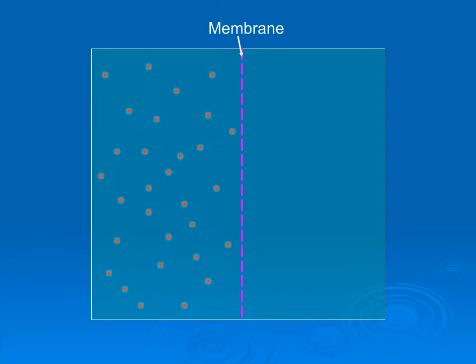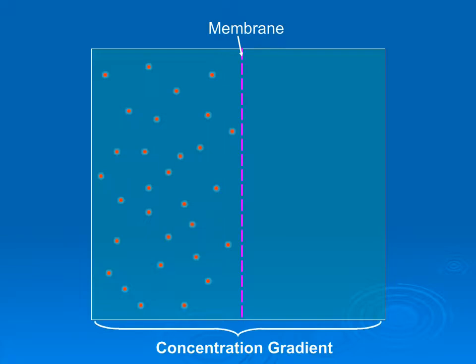Here we have a selective membrane. The small red particles can move across the membrane. There are many red molecules on one side of the membrane, so we have a concentration gradient. There is a high concentration of solute on one side and a low concentration of solute on the other side. Based on the concentration gradient, will the red molecules cross the membrane? And if so, how many will cross?